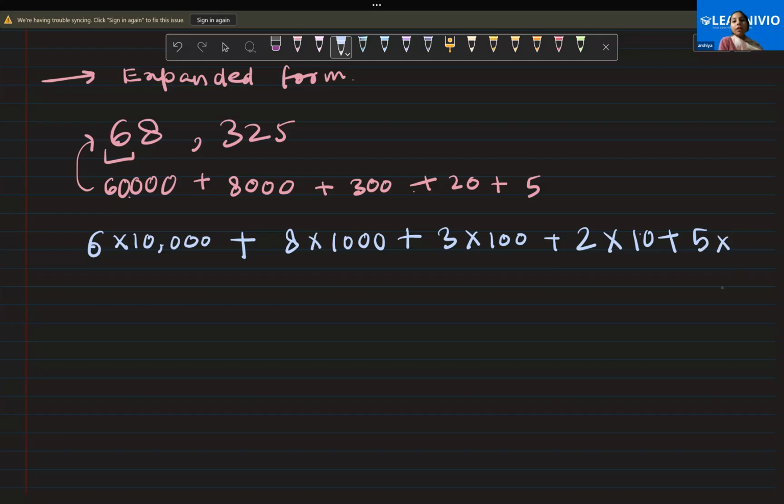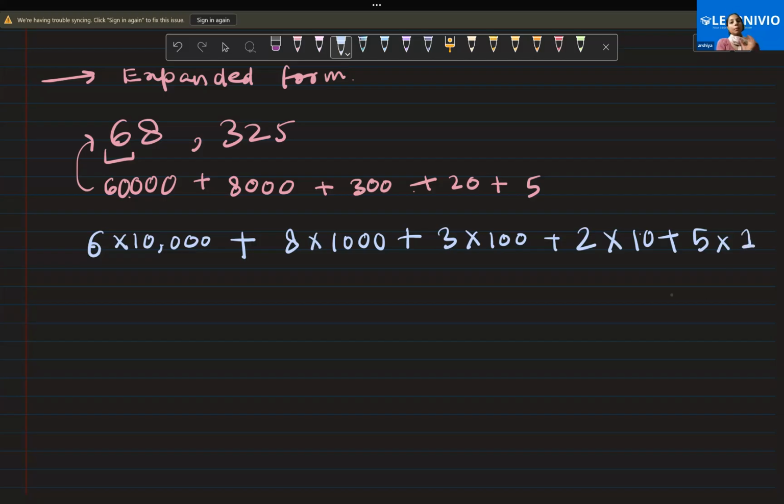What should I multiply with 5 so that it does not change, so that it remains 5 only? Should I multiply by 0? What will happen if I multiply 5 with 0? No, 5 times 0 will give you 0. So what about 1? Should I multiply by 1? Yes. So 5 times 1.